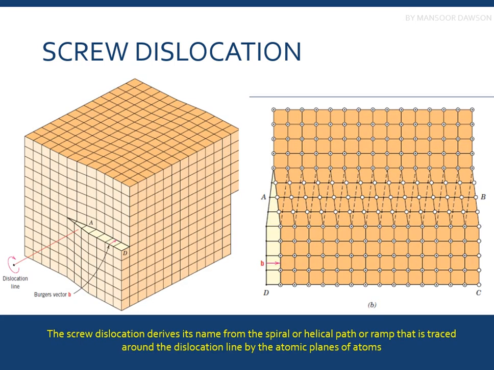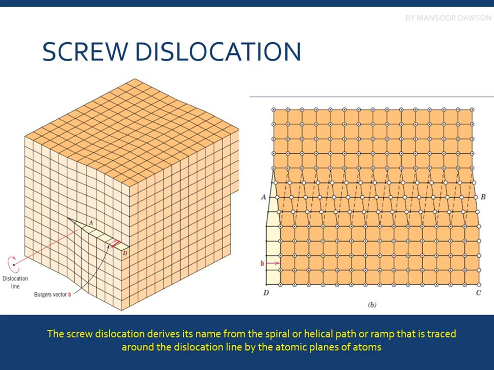So this figure can display a more effective diagram of screw dislocation, where you can see that a helical path or ramp is traced around the dislocation line. This is the dislocation line. You can see over here that the forces being applied are shear forces.